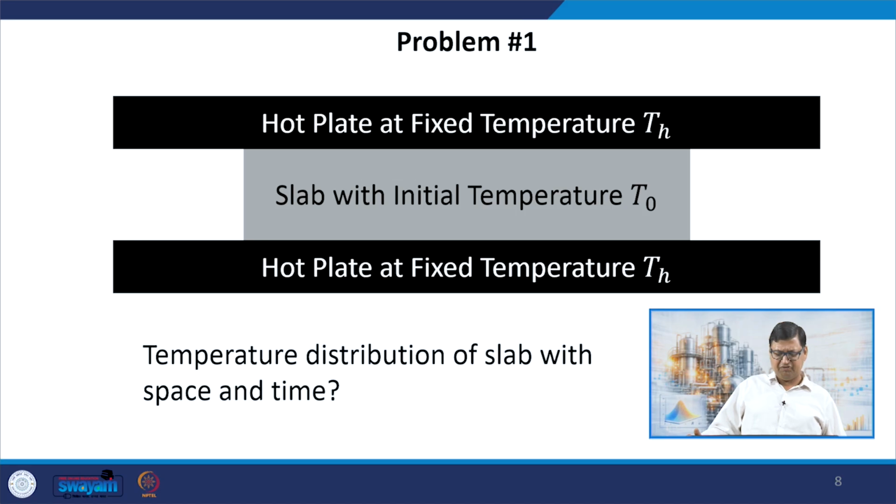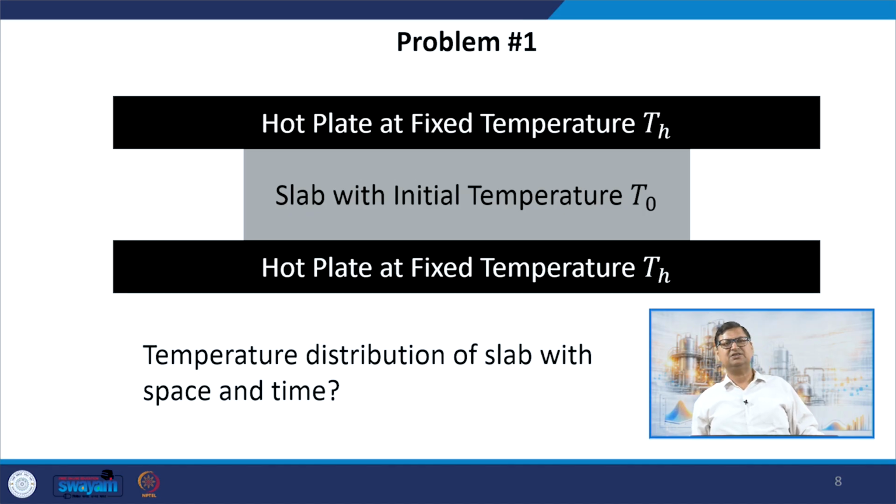Let us now do a different problem, right? In the earlier case, the outside temperature was some ambient, but the surface temperature was not the same as ambient. So there was some boundary layer, some temperature variation in the ambient from the top surface of the slab to the bulk, right?